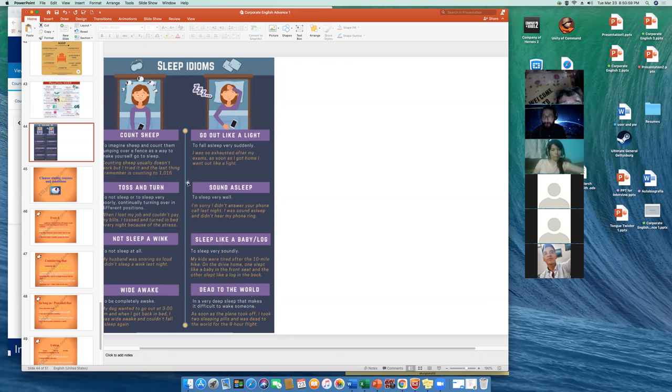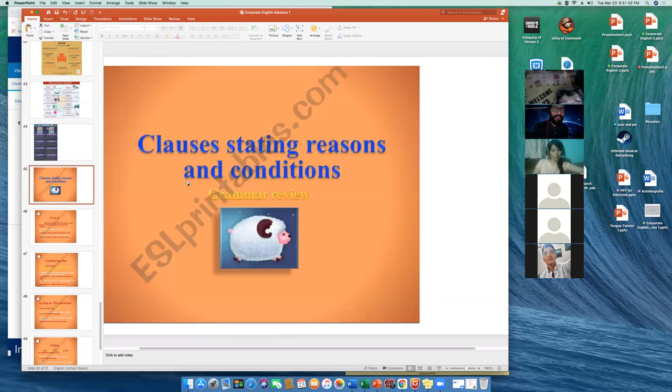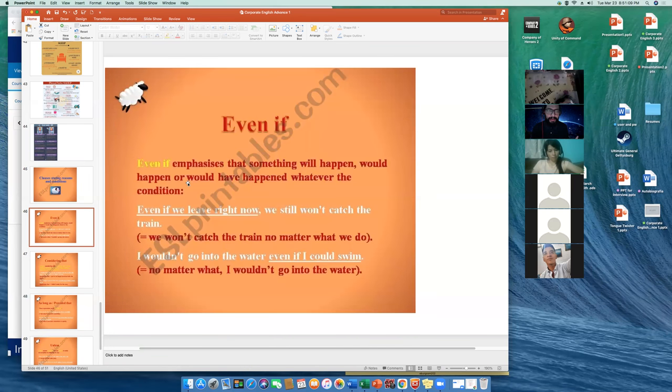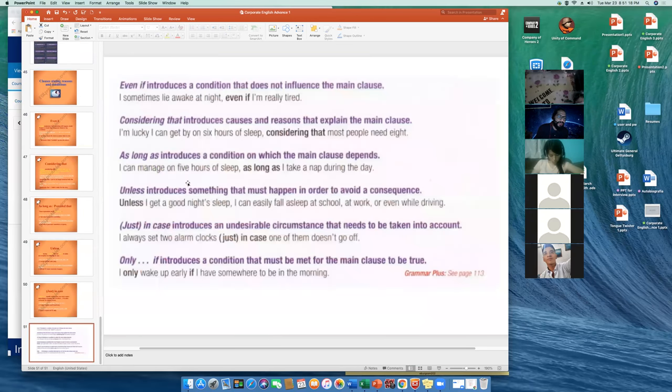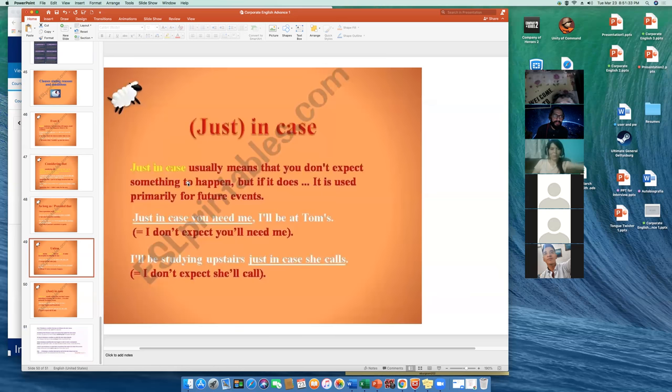Okay. Now, within the same modules, it goes over into clauses stating reasons and conditions. And as you guys can see, there's a little sheep because it kind of has something to do with it. So here we talk about even if, so there's a list that comes out, right? And so the list that they show is this one. Even if introduces a condition. Remember that we're talking about reasons and conditions, right? And so let me explain to you guys all of these.